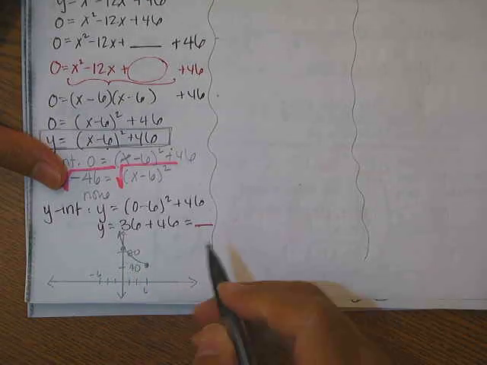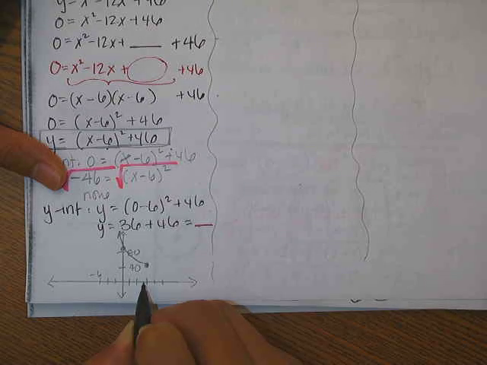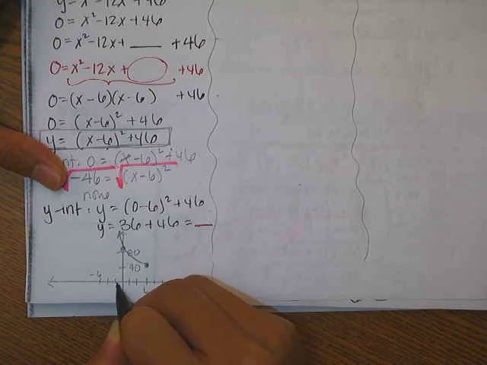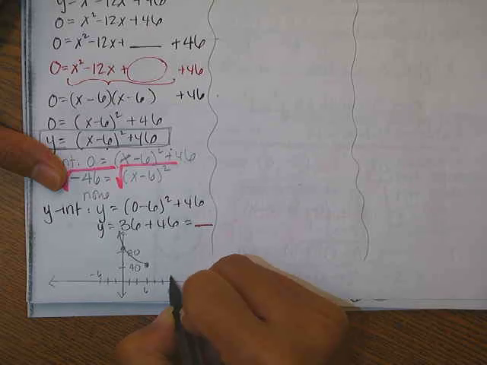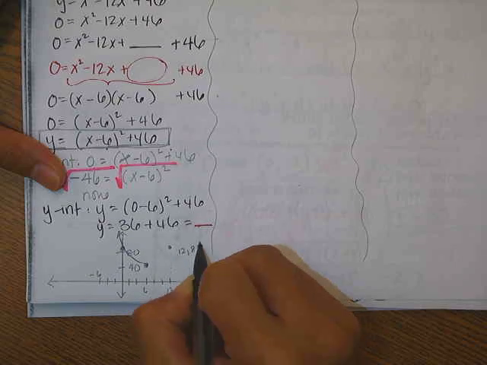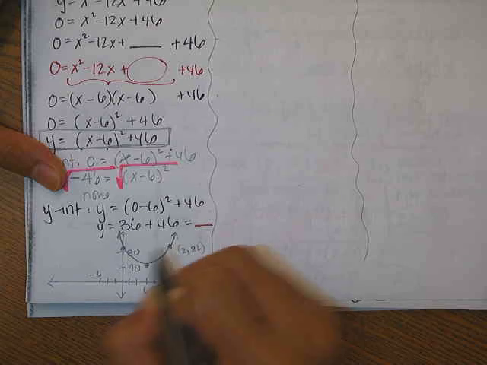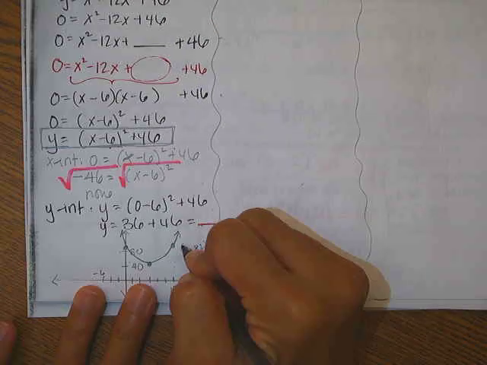Parabola is symmetrical, so I could go the same distance on the right. So 0, that's 6 units to the left. That means I can go 6 units to the right, so this is 12. And then I can go up to 82. Okay, so this is 12 comma 82. So there you go. All right. So this is 12 comma 82.